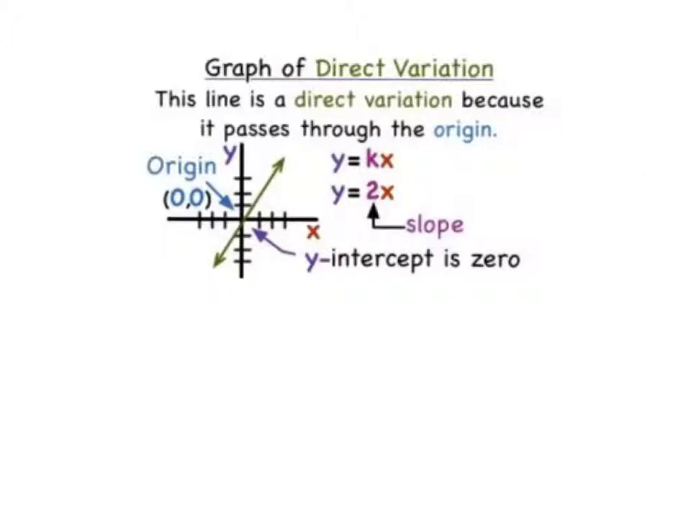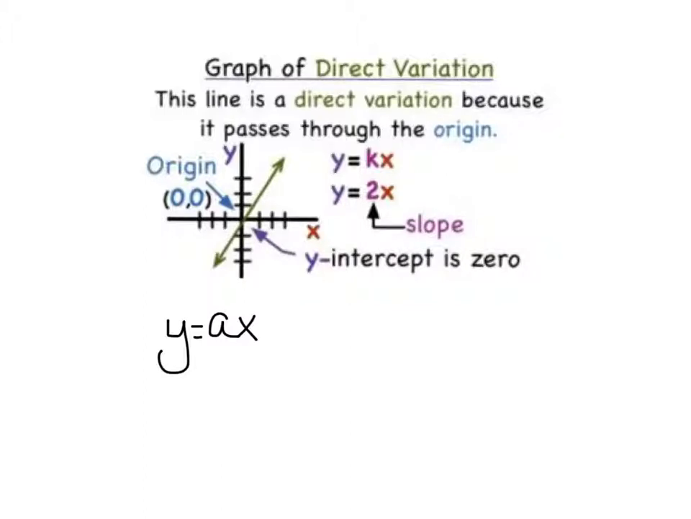So how will we know if an equation is showing direct variation or if it's proportional? Well, it will be in the form of y is equal to kx, where k is the slope, the constant rate of change. You'll also see it written as y is equal to ax, where a represents the slope or the constant rate of change.